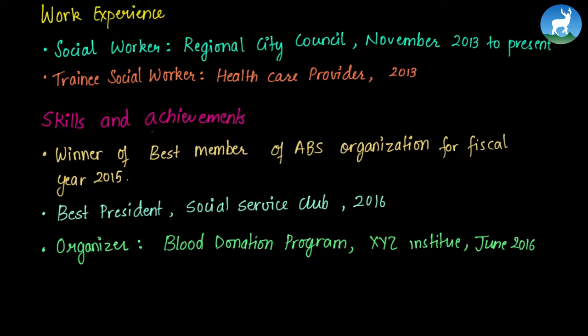Similarly, for your skills and achievements, you were the winner of Best Member of ABS Organization for fiscal year 2015. So this is your achievement. Also, the Best President Award for Social Service Club in 2016. So this is another achievement that you had. An organizer. Now this can be included in your work experience as well, but the skill of organizing an event can be shown in this section.